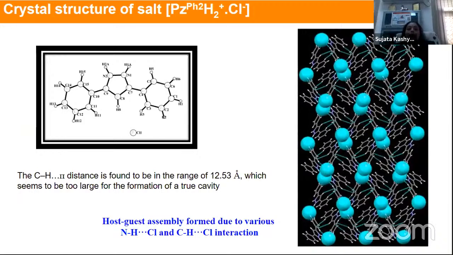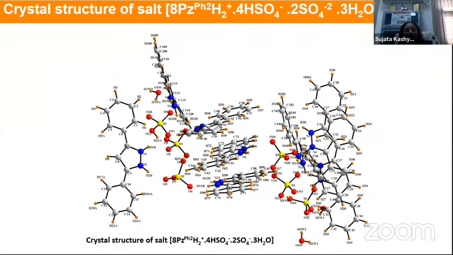That means the CH pi distance in this case is found in the range of 12 Angstrom, which seems to be very large for the formation of a true cavity. So in this case, we didn't get any cavity. In the previous two cases, we got the cavity in which the dihydrogen phosphate ion and the nitrate ion are present. But here, the pyrazoles are not able to make a cavity.